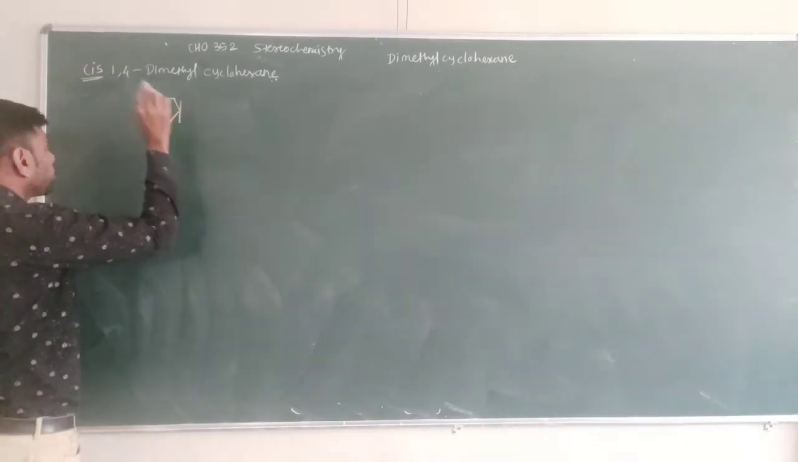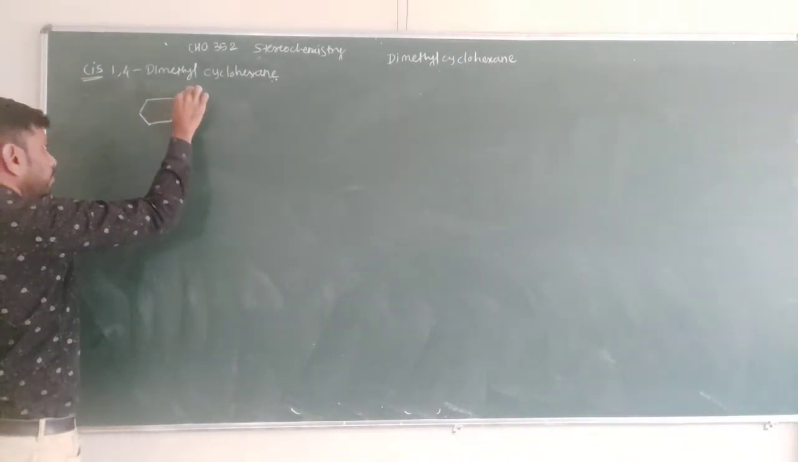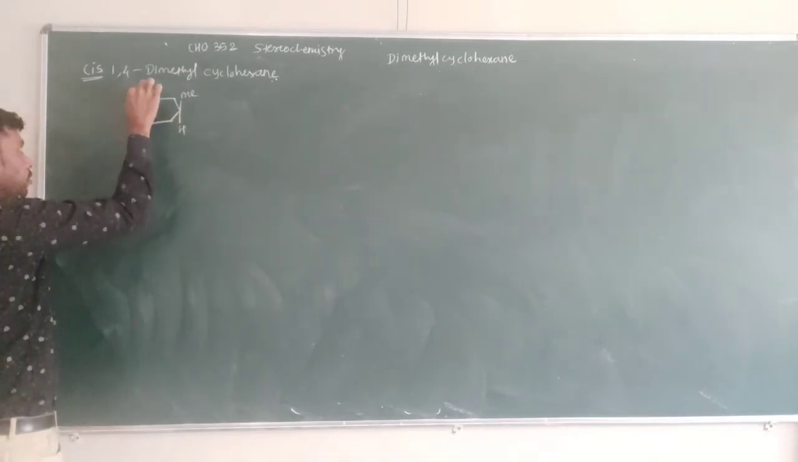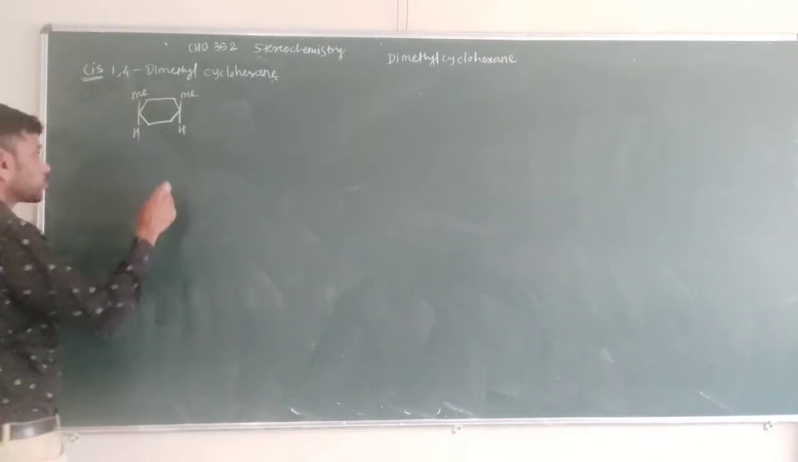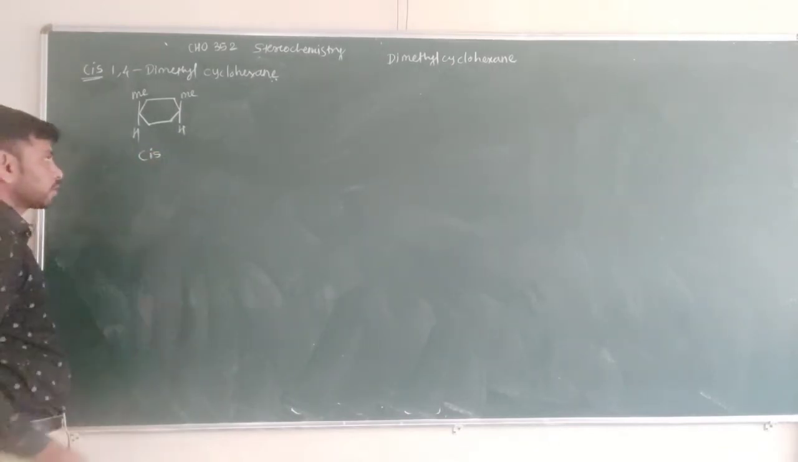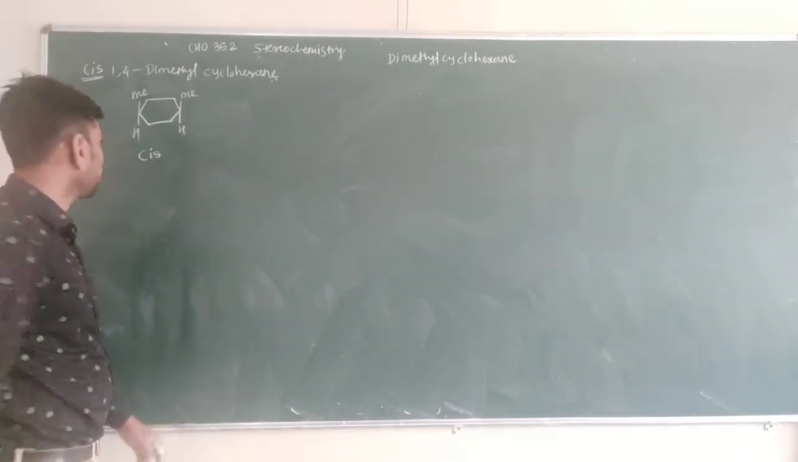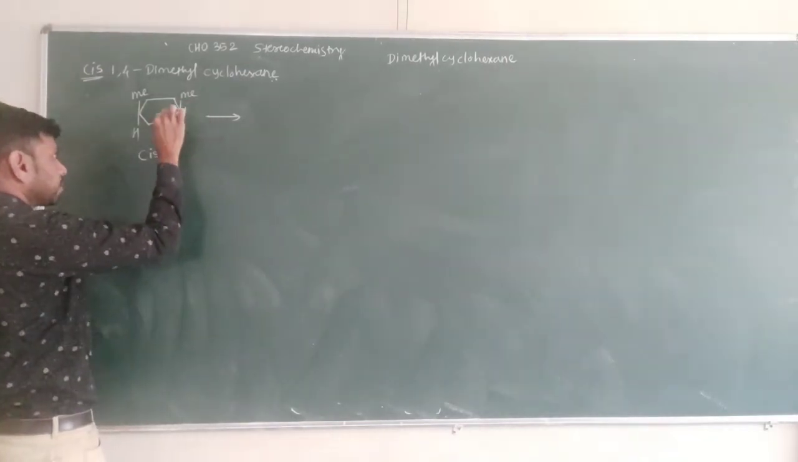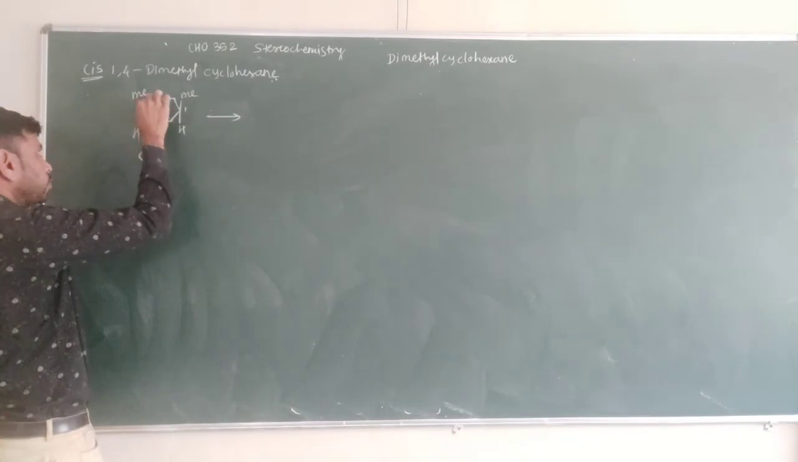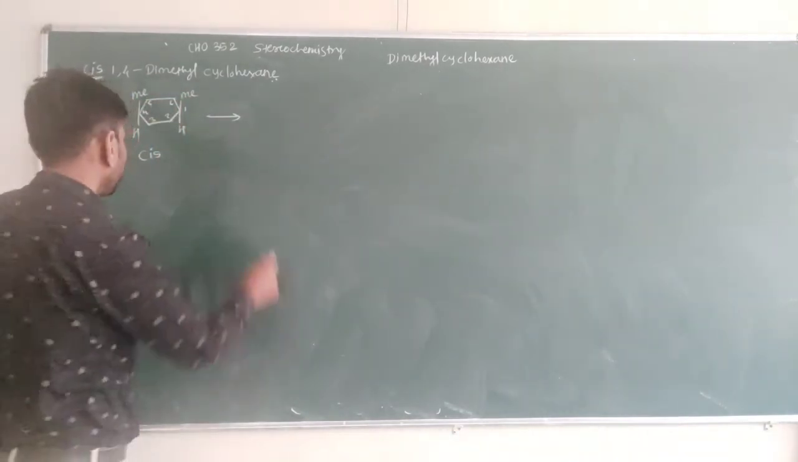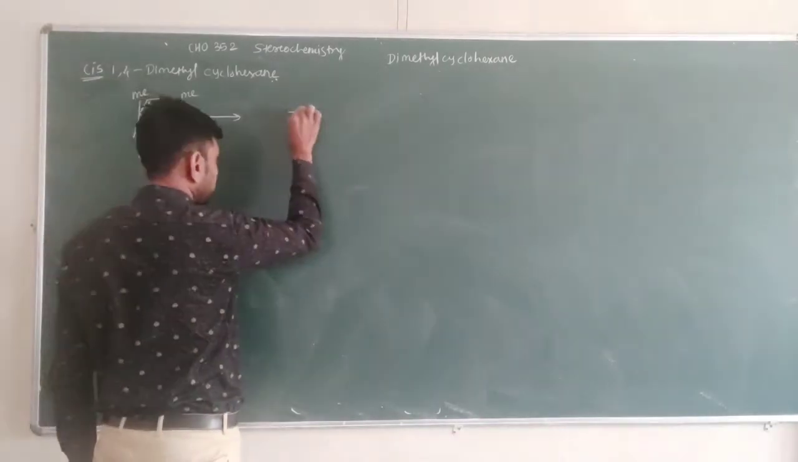This is position number 1, methyl group. Here position number 4, methyl group, on the upside. So this is cis 1,4-dimethyl cyclohexane. Let's convert this cis. Use the numbering 1, 2, 3, 4, 5, 6. Convert it into chair conformation. So see the chair conformation.